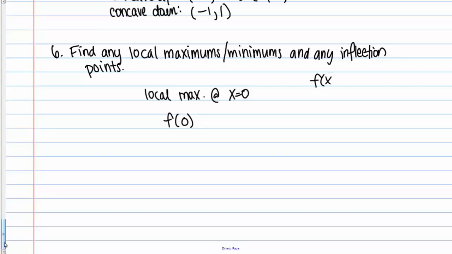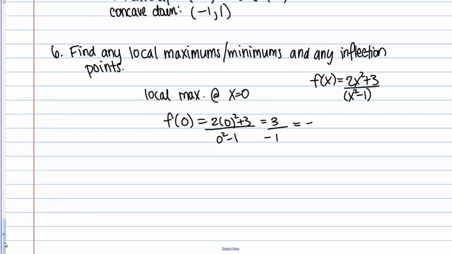So let me write f of x here. f of x was 2x squared plus 3 over x squared minus 1. If I plug in 0 there, I get 2 times 0 squared plus 3 over 0 squared minus 1. So 3 over negative 1, which is negative 3. So f of 0 equals negative 3 is the local max value.